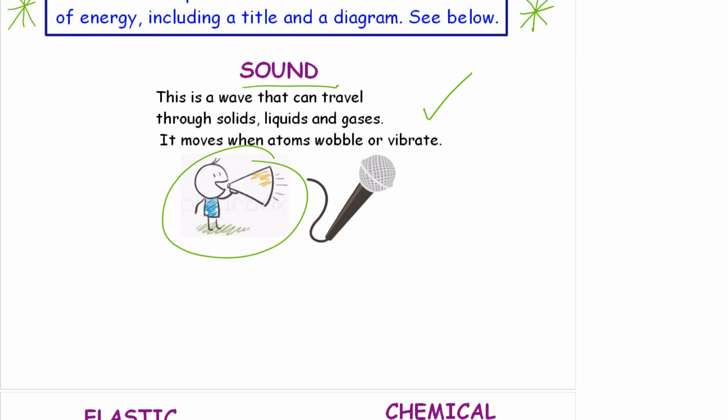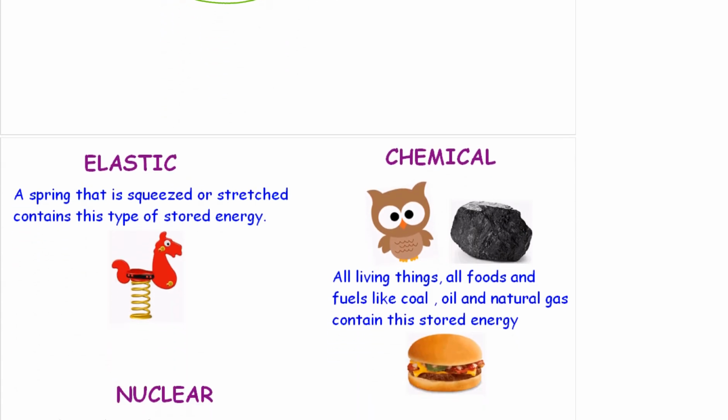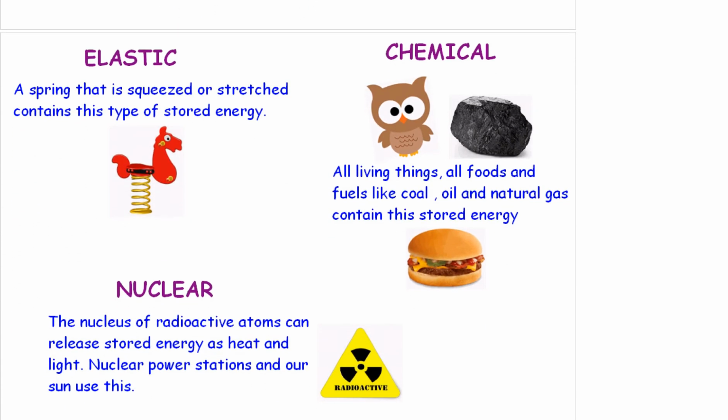These are the ones that I'd like you to have a go at. These are the first three: elastic energy, chemical energy, and nuclear energy. If you write the information down about all three different types, and then include a diagram as well. Now, it doesn't have to be this springy playground horse. You could do an elastic band if you wanted to.